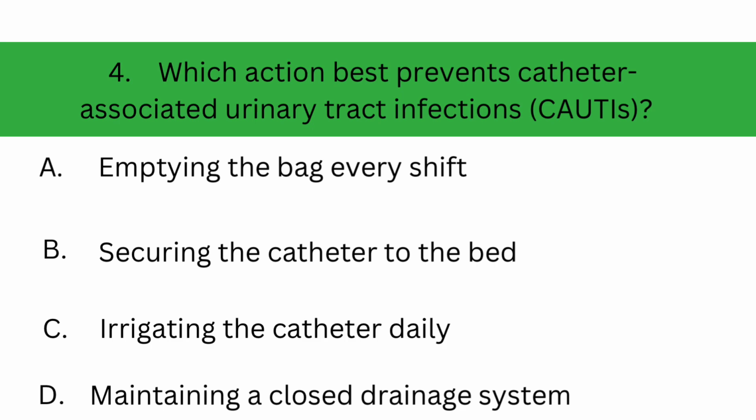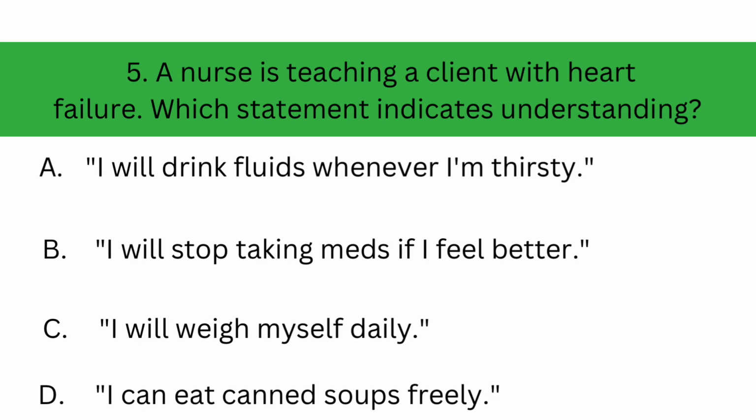4. Which action best prevents catheter-associated urinary tract infections, CAUTIs? A. Emptying the bag every shift. B. Securing the catheter to the bed system. C. Irrigating the catheter daily. D. Maintaining a closed drainage system. Correct answer: D.